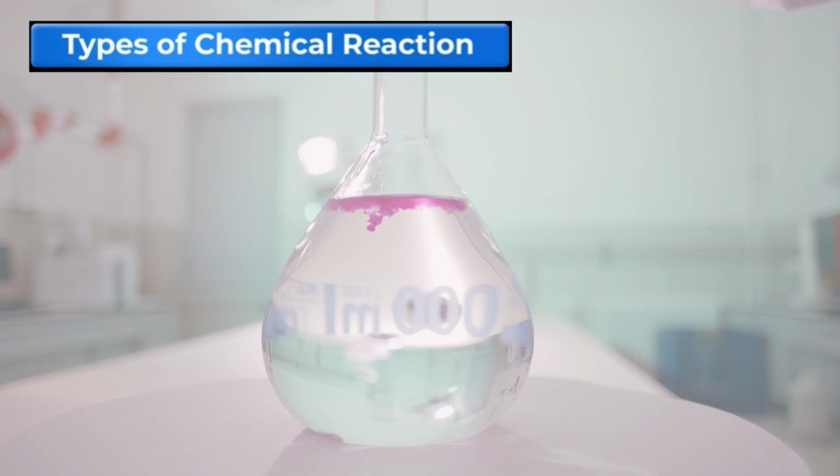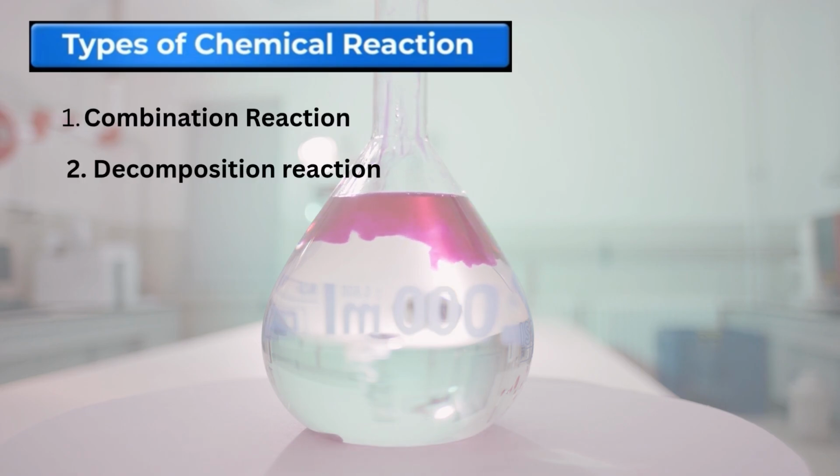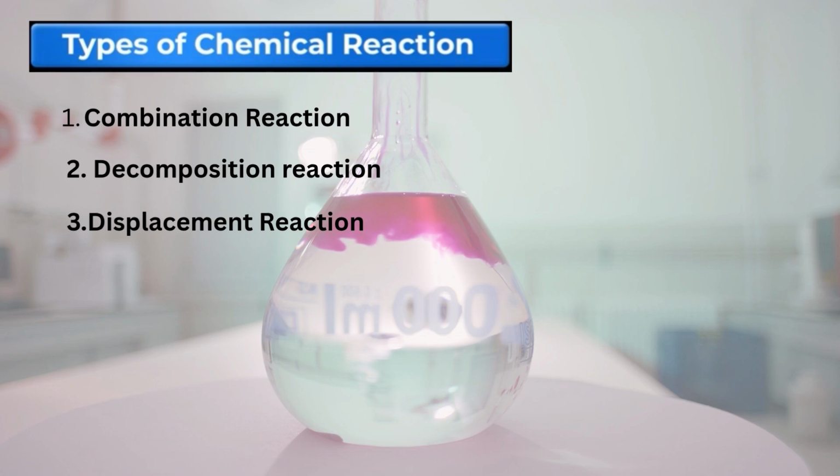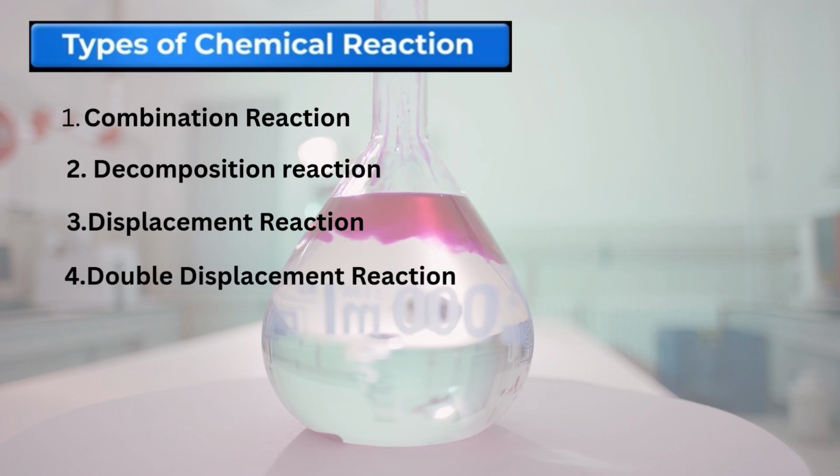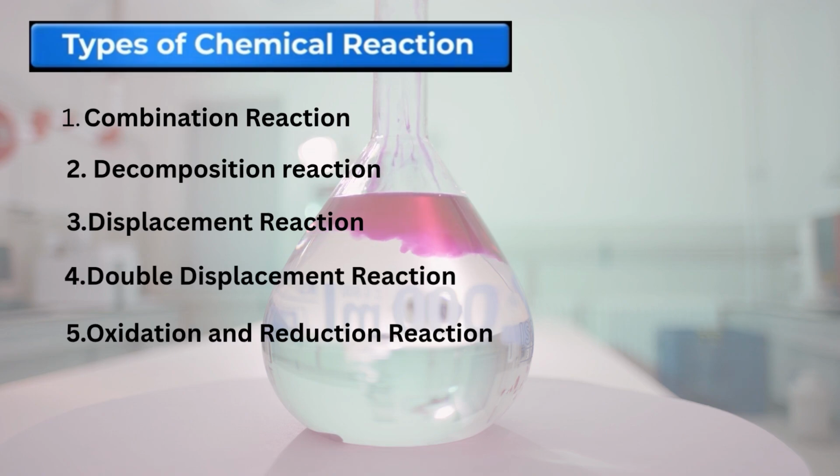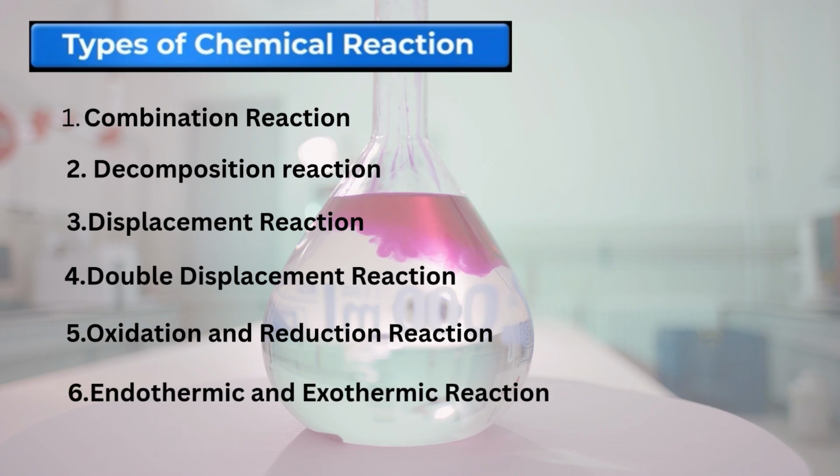Our next topic is types of chemical reactions. Chemical reactions are of 6 types: combination reaction, decomposition reaction, displacement reaction, double displacement reaction, oxidation and reduction reaction, exothermic and endothermic reaction.